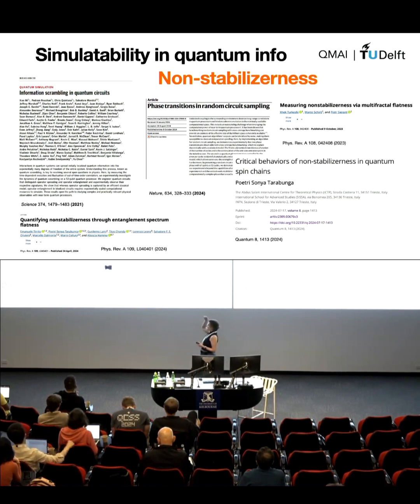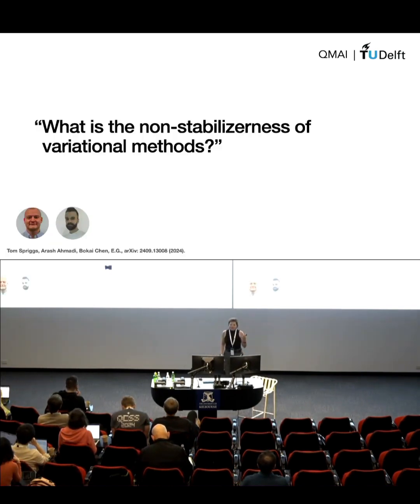There are a lot of cool works out there. Specifically, I want to highlight what Poetry Tarabunga is doing in Trieste with respect to actually using tensor networks to calculate non-stabilizerness, and then she can do it really numerically efficiently on really big systems. It's very impressive.